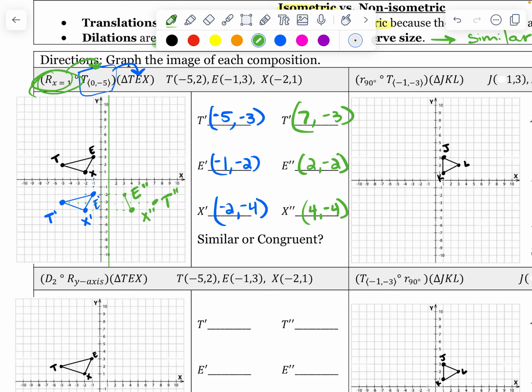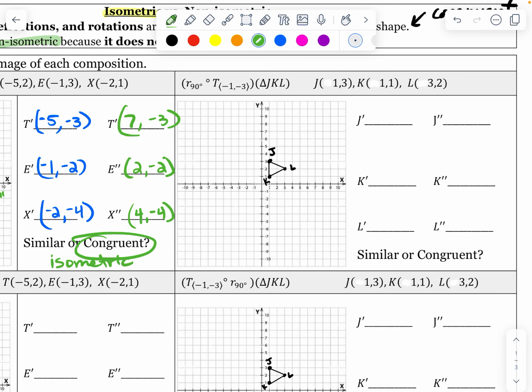And so now I have a shape that was translated down and then reflected over. This is going to be a congruent shape. It has the same size, same shape. It is isometric, because we didn't do a dilation.